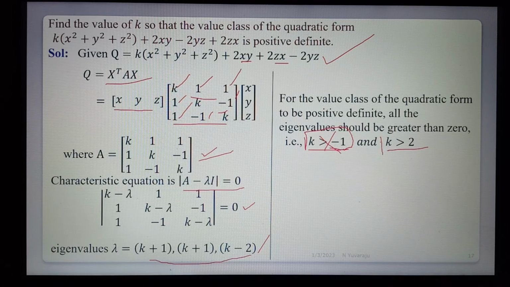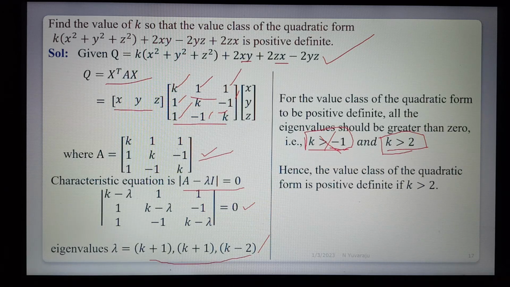So k is equal to 2: k greater than 2, and k equal to 2 also does not satisfy. If k is equal to 2, one eigenvalue becomes 0. So compulsorily k greater than 2. For any value of k greater than 2, all eigenvalues are non-zero positive. So only one condition: when k is greater than 2, the given quadratic form must be positive definite. Hence, the value class of the quadratic form is positive definite if k is greater than 2 only.